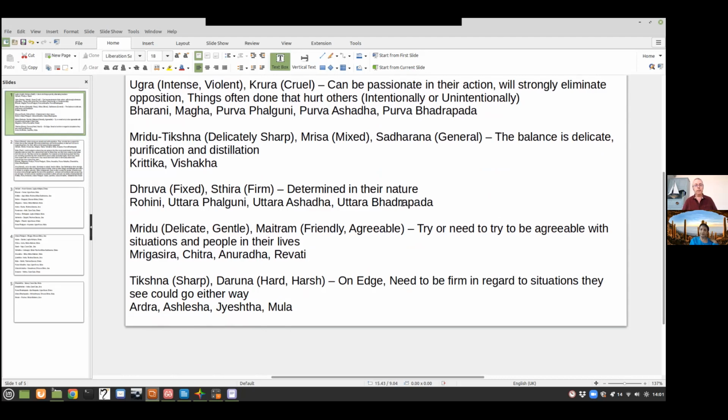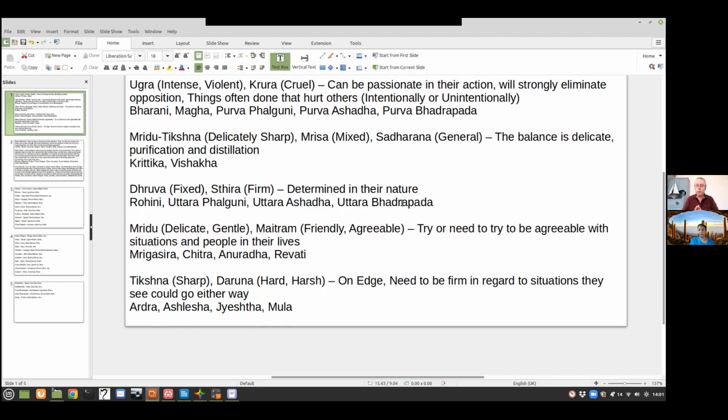Then we have the Tikshna and Dharuna nakshatras. Tikshna meaning sharp, as we were saying earlier, and Dharuna meaning hard or harsh. So these nakshatras always have this feeling as if a person's dealing with a situation where they're walking a razor's edge in regards to that situation.